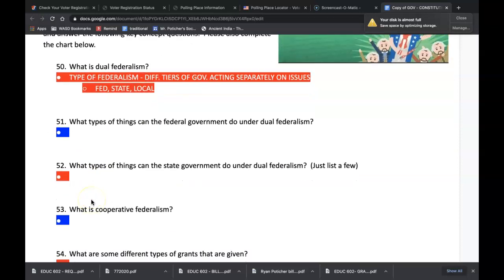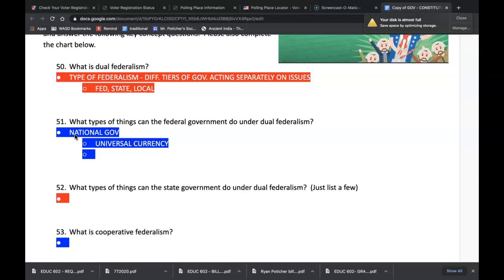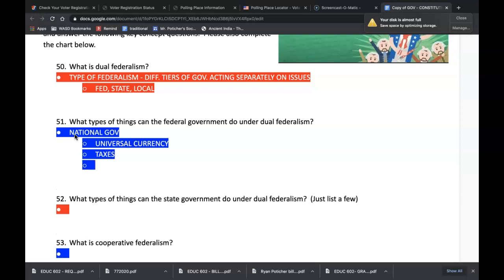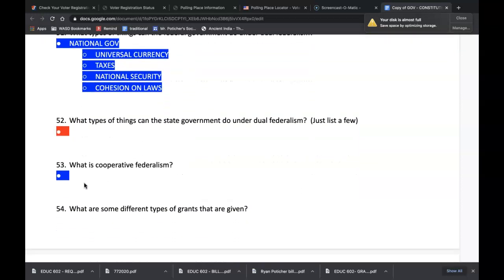What types of things can the federal government do under dual federalism? That's a great question here. In a sense, we're talking about the national government. The national government can do the following few things. They can come up with issues of a universal currency. They can also, of course, come up with solutions to deal with taxes. They can come up with national security apparatus and issues, or solutions to fix those issues anyway. And they can also look at several other instances that deal with creating cohesion on laws, so there's no room for misinterpretation.